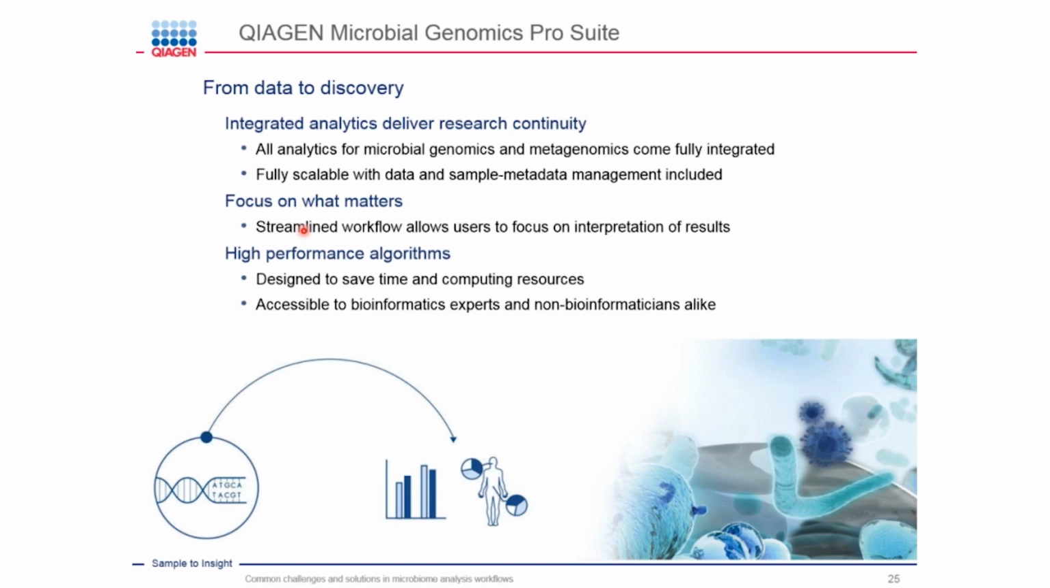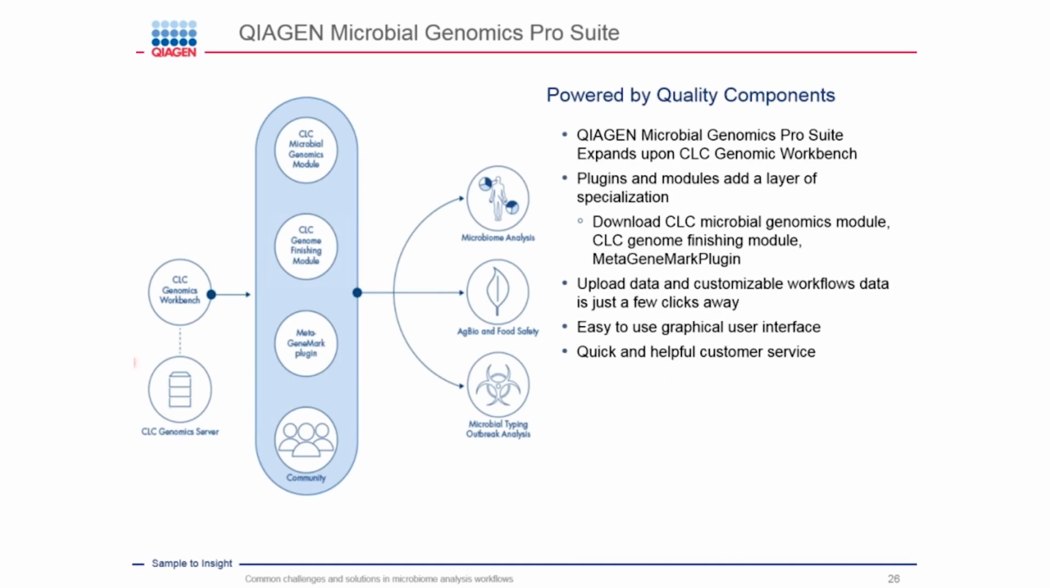So how does it work? You have your CLC Genomics Server and your CLC Genomics Workbench. You load your data in, and then you pick the plugin you want. So for example, when you look for 16S, you can use your CLC Microbial Genomics Module, and in the end, get the results in the way you need them. You can look, for example, at microbiome analysis, the contribution, agri-bio and food safety, or also outbreak analysis.